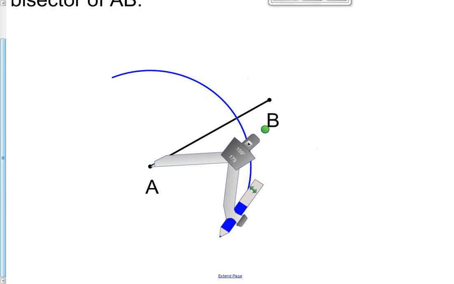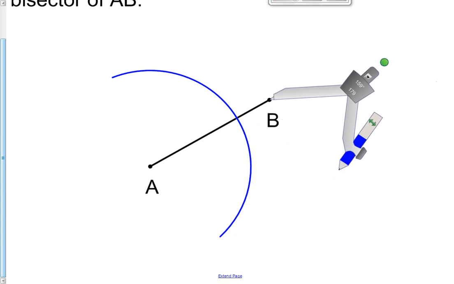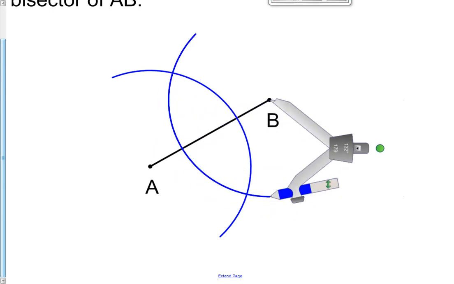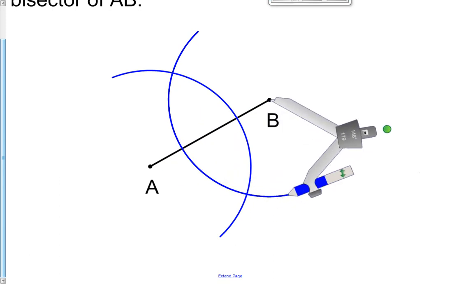And then you'll do the same thing with that same compass setting, so don't open it, don't close it, keep it the same as it is. And you're going to draw another arc starting at B that's going to intersect the previous arc that you drew. Just like this.